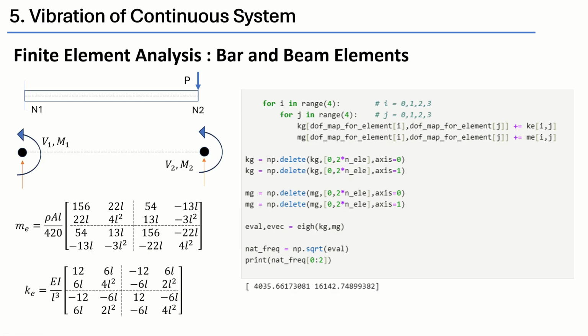Similarly we will do it for beam problems as well. The beam is a little bit more complicated. We will see how to get the stiffness matrix and mass matrix, then assemble those matrices to form the global stiffness and mass matrix, and calculate the natural frequencies. This is a little bit complicated part, and we will also compare those with analytical results.